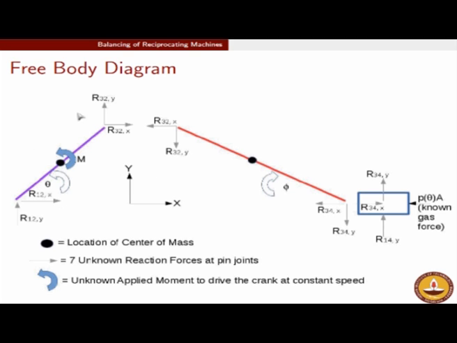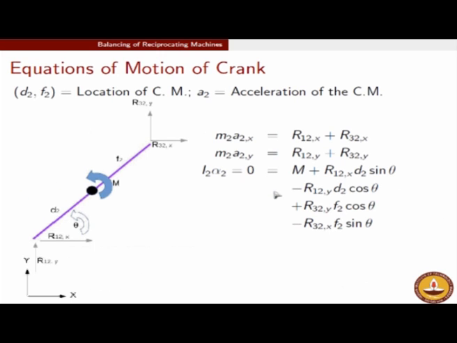Now we will look at the free body diagram of the crank in isolation. So this is the free body diagram of the crank in isolation. The center of mass is indicated by this black dot. So this is the center of mass of the crank. It is at a distance d2 from one end and f2 from the other end.